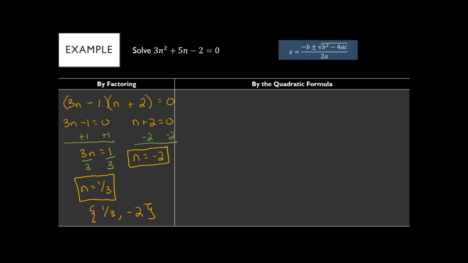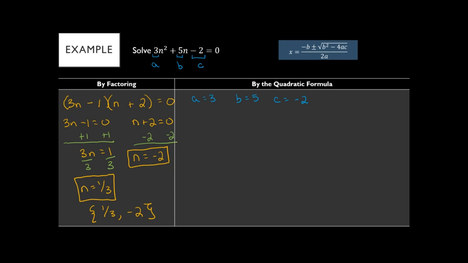So now on the right, I'm going to use the quadratic formula. Our quadratic formula involves a, b, and c, and these come from our coefficients, the numbers in our form. So a is always the number in front of the squared term, so a is equal to 3 in our equation. b is always the number in front of the single variable, so b is going to be equal to 5, and then c is the constant, so that's -2.